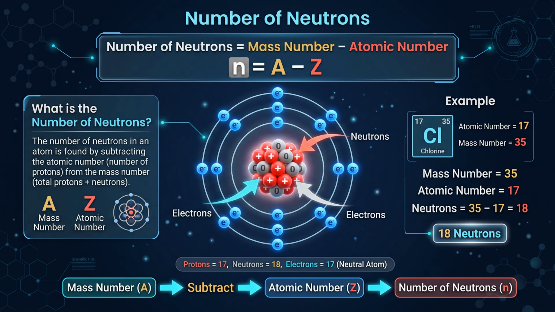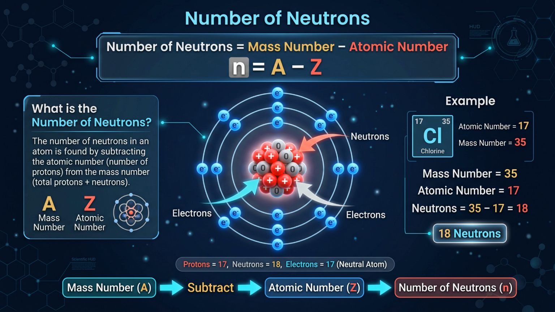Since the nucleus contains only protons and neutrons, the total number of these particles is called the mass number. We also know that the atomic number represents only the number of protons. Therefore, if we subtract the number of protons from the total number of particles in the nucleus, the remaining particles must be neutrons. This gives us one of the most important formulas in atomic structure: number of neutrons = mass number − atomic number. In mathematical form, this is written as n = A − Z, where n represents the number of neutrons, A represents the mass number, and Z represents the atomic number.